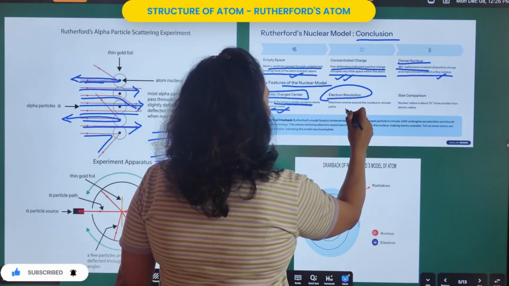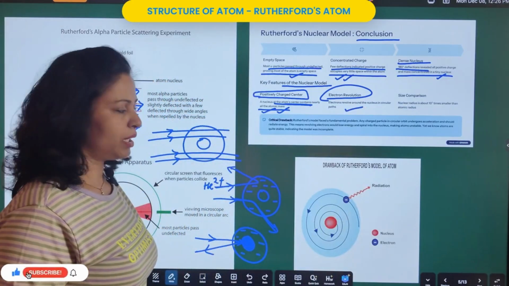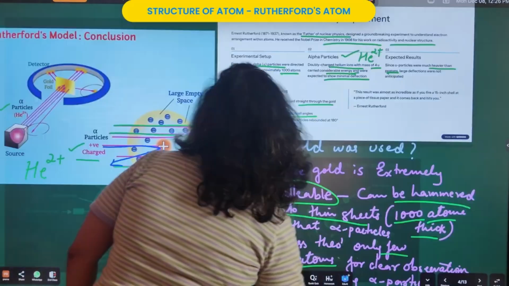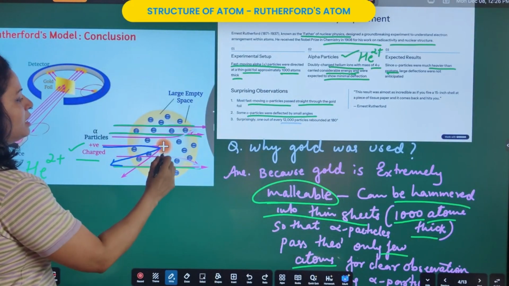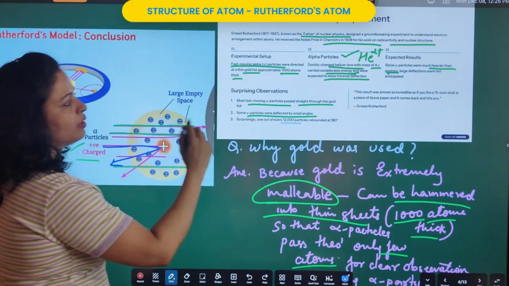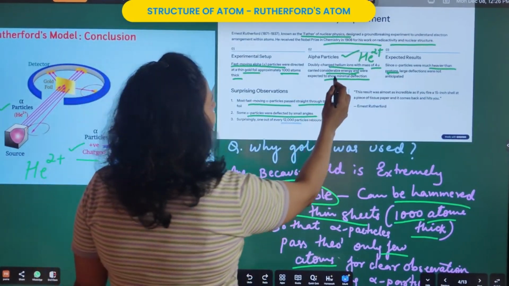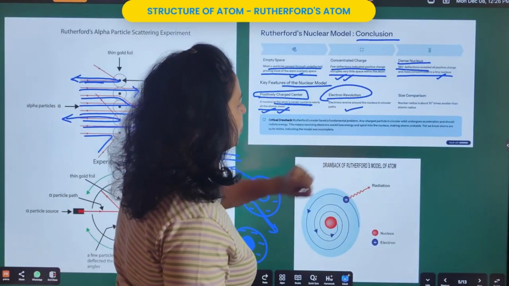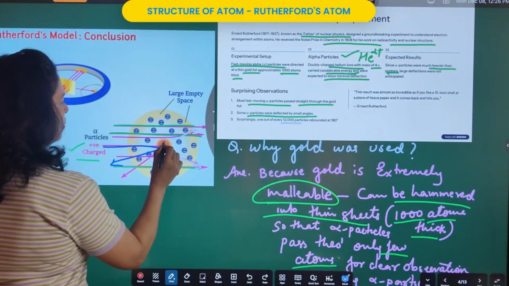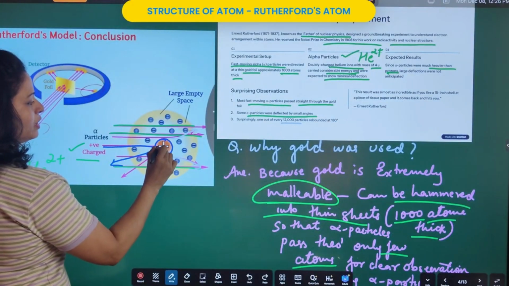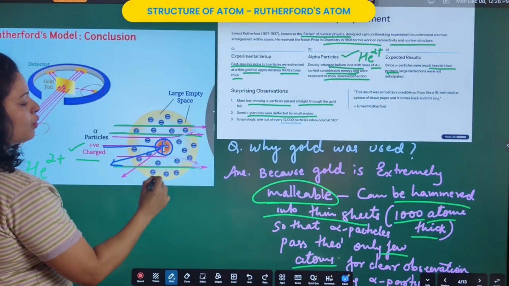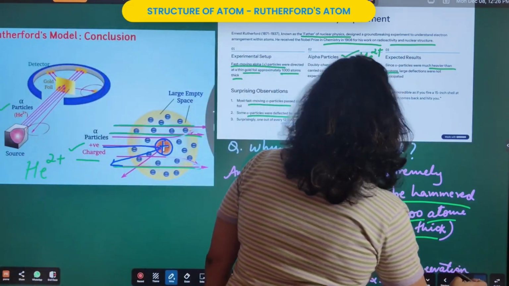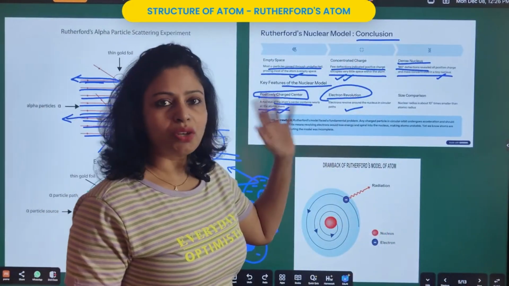And electron revolution: electrons revolve around the nucleus in a circular path. If you see here, this is the nucleus, which is positively charged, and electrons are revolving around it in a particular way. Okay, it is revolving around the nucleus. That's what he's saying. That was about the electrons.